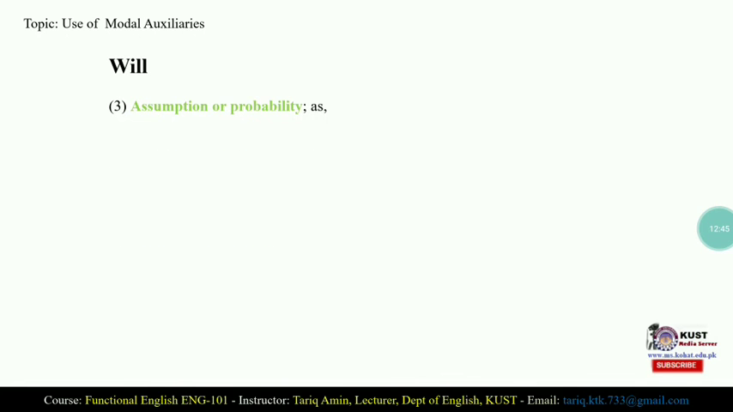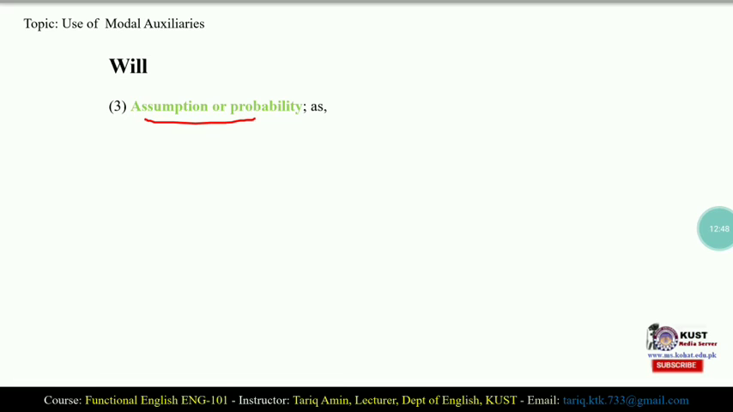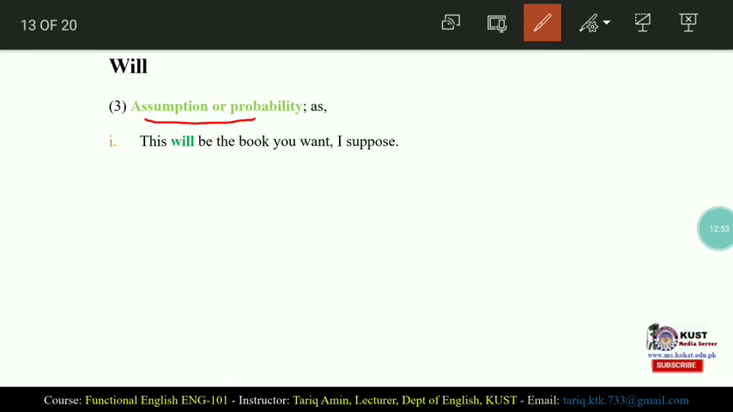Apart from it, it is also used to express assumption or possibility. How? Let's discuss an example. This will be the book you want, I suppose. It shows probability. This might be the book. I suppose this is the book that you want.